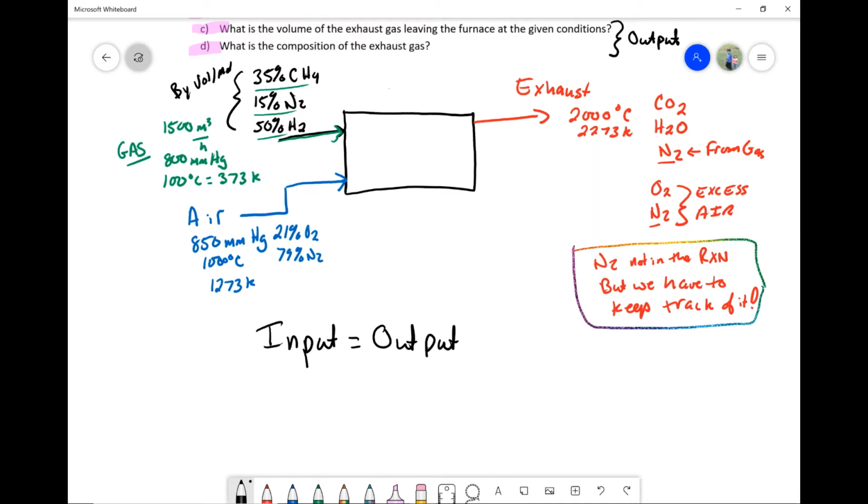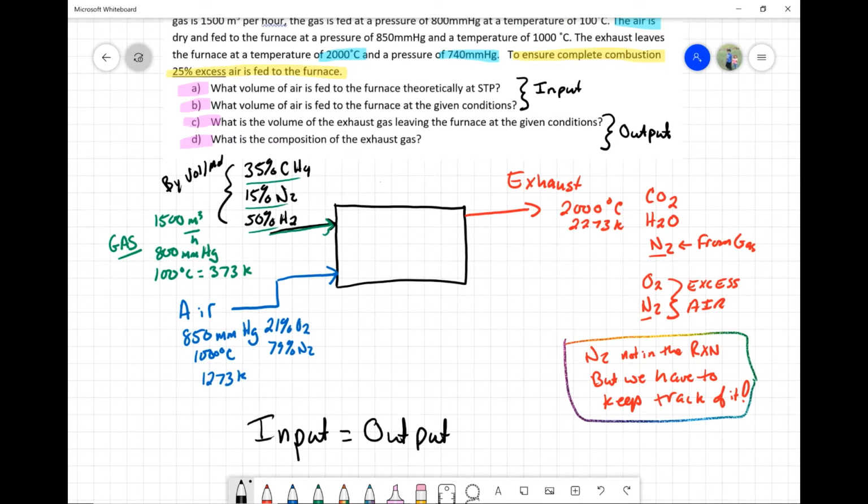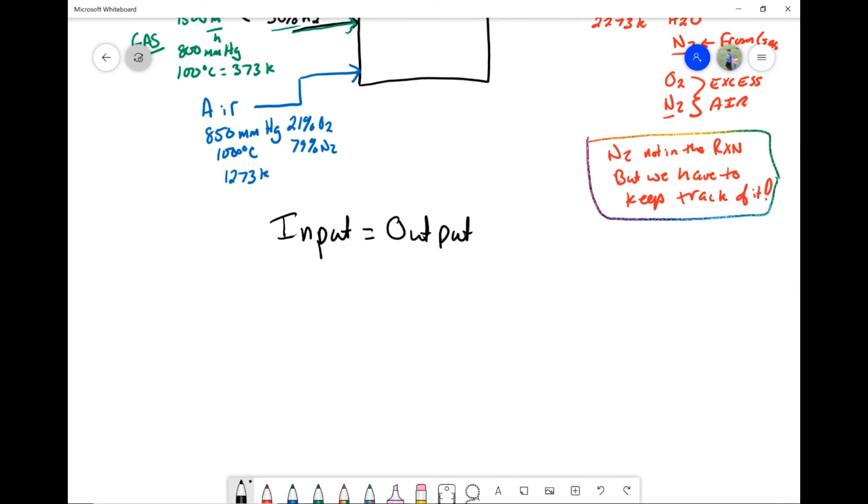Air, so it's O2 and N2, so that oxygen is going to attach with its new friends, carbon and hydrogen. And then we have some excess air, so O2 and N2 coming out. And we know the composition of that, but let's just start working through it. So A, we've done A before. So what volume of air is fed to the furnace theoretically at STP? And that's one thing we want to think about.